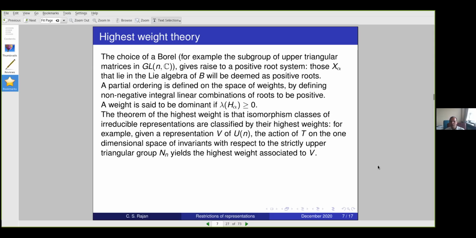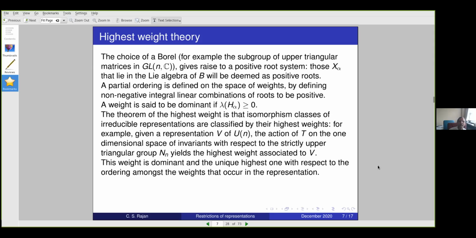For example, given an irreducible representation V of U(N), the action of T on the one-dimensional space of invariants with respect to the strictly upper triangular group N yields the highest weight vector associated to V. I can't immediately see why it should be non-zero and one-dimensional, but I suppose there should be a way of seeing it from one of these viewpoints. And this weight is dominant and is the unique highest weight with respect to the ordering among the weights that occur in the representation.